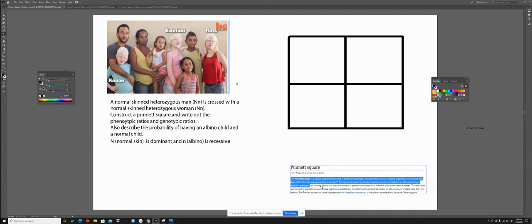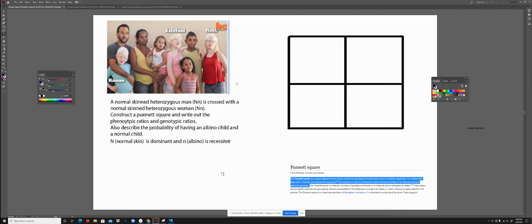It is named after Reginald C. Punnett, who devised the approach. The diagram is used by biologists to determine the probability of an offspring having a particular genotype. These tables can be used to examine the genotypical outcome probabilities of offspring of a single trait, allele, or when crossing multiple traits from the parents. The Punnett square is a visual representation of Mendelian inheritance.